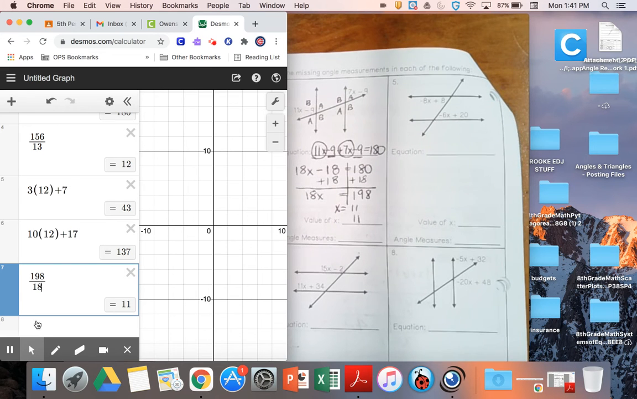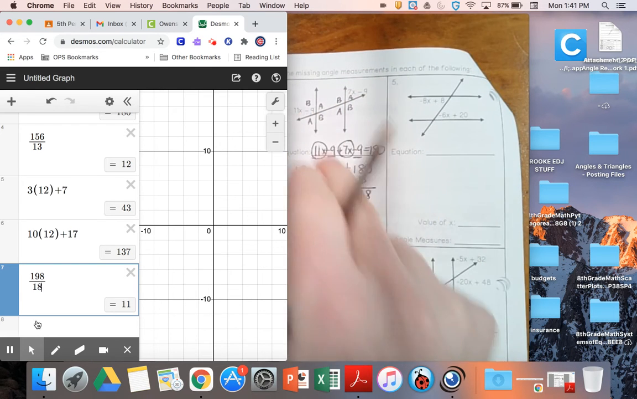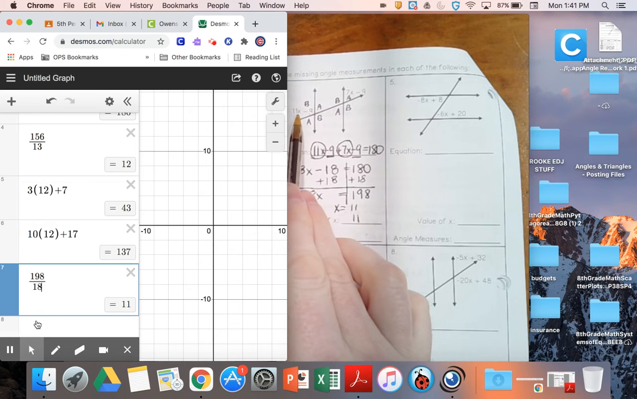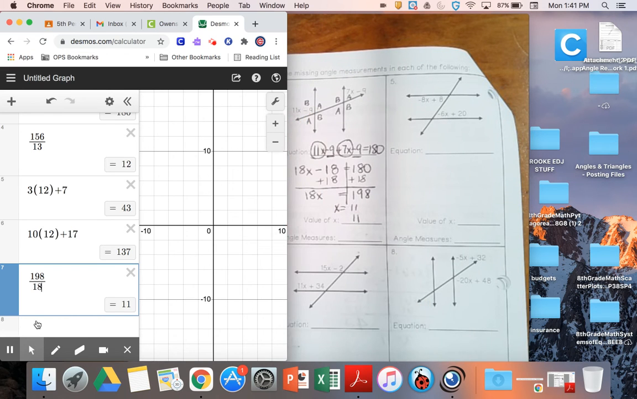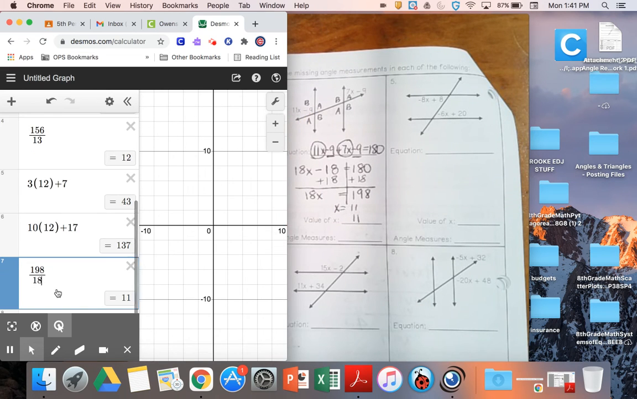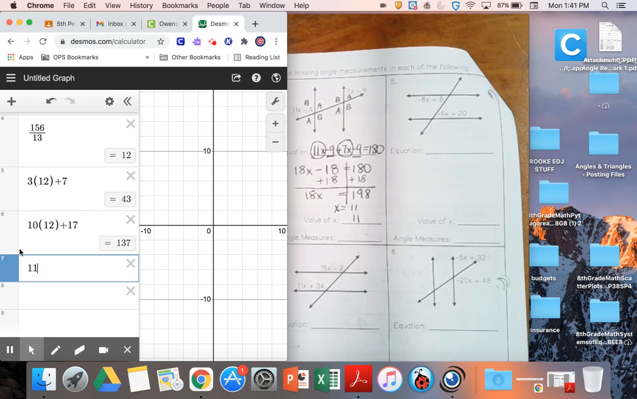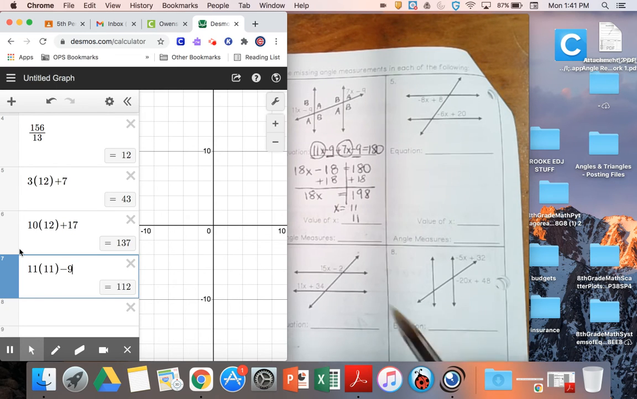So now I need to find the value of these two. So I just place 11 back in. If I take the first one, it'll be 11 times 11 minus 9. So I can use my Desmos, or you can use a handheld one. It does not matter, whichever one you want to use. So 11 times 11 minus 9 for my first one. You get 112.